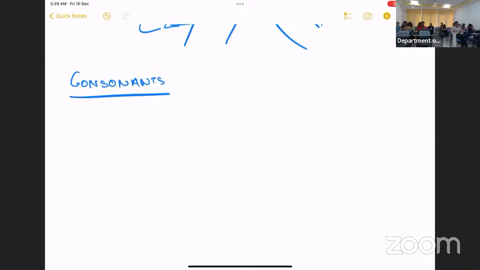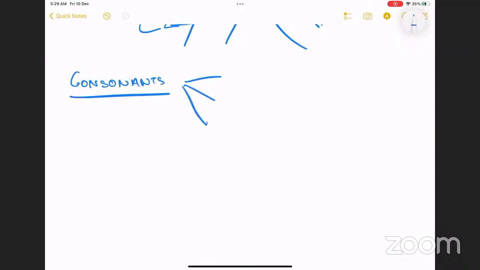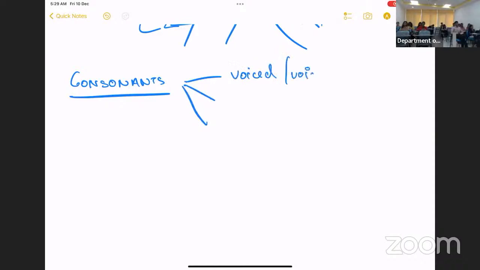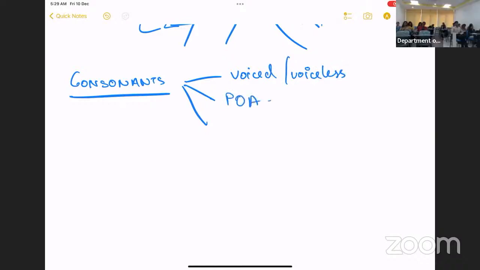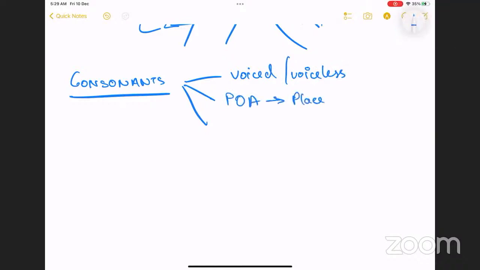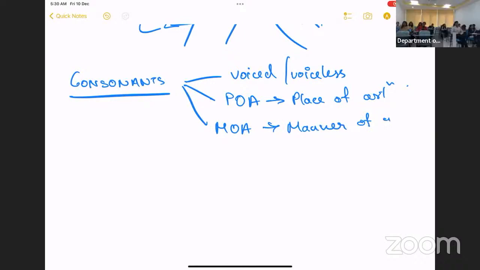So now when we have to study consonants, there are three features of it. One is either voiced or voiceless sounds. Okay. And the other is POA, that is place of articulation. Okay, and then there is MOA, that is the manner of articulation. Okay, let's start with voiced and voiceless distinction of sounds.